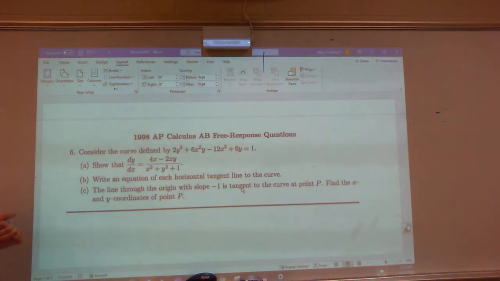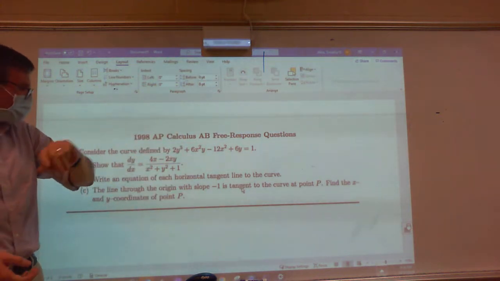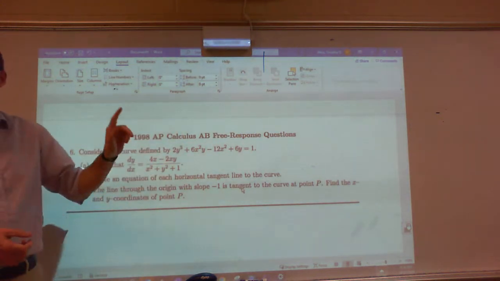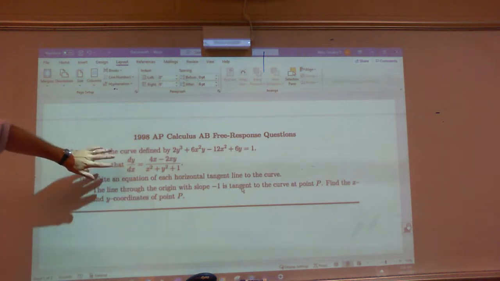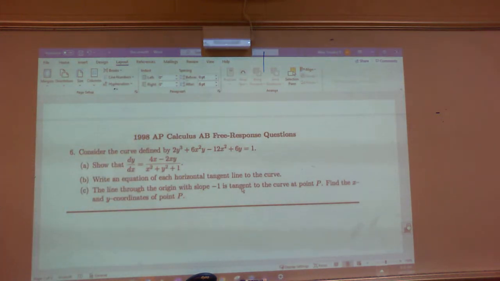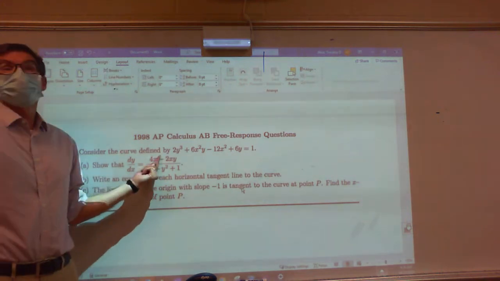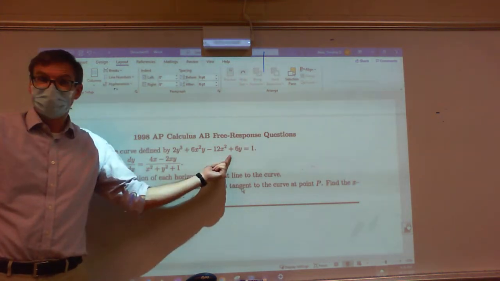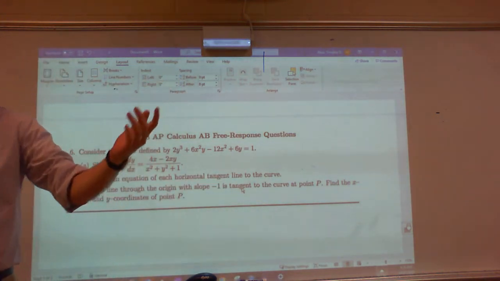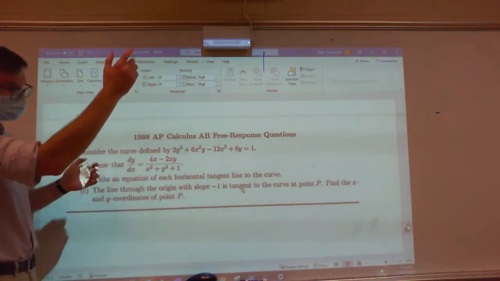All right, so this is a very typical way that they ask implicit differentiation. If I look at 1998, it says consider the curve defined by blah. It says show that dy/dx equals this. Did they use the words implicit differentiation at all in this problem? No, and they're not going to. Do you have to use implicit differentiation to take the derivative? Yes. All right, so just for laughs and giggles, everybody take the derivative.